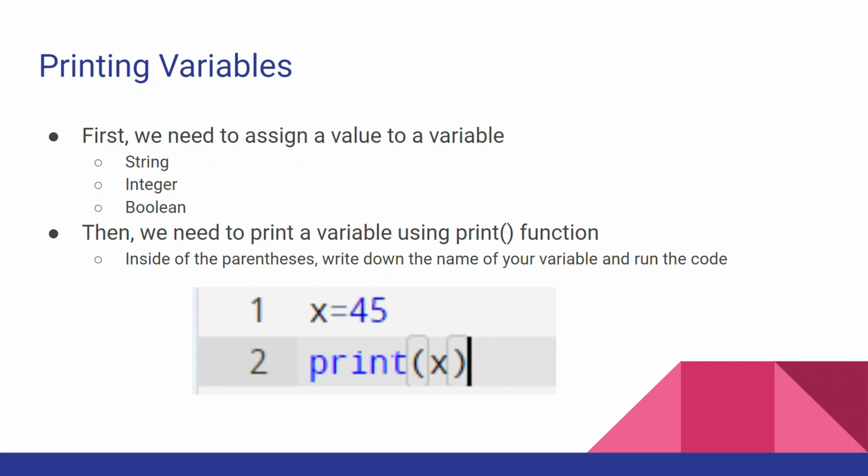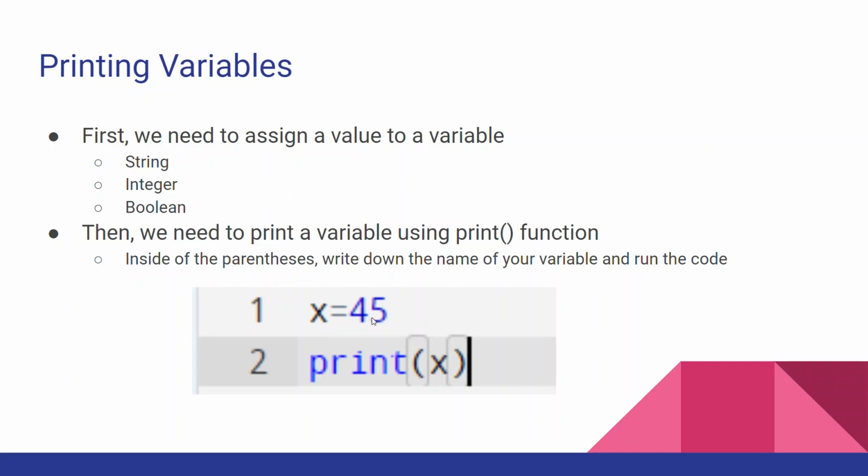So now, let's start with printing variables, which is just what we did right now. So let's just clarify some things. So first, obviously, we need to assign the variable some value. This can be a string, an integer, or a boolean. As you can see in this example, we declared x to be equal to 45, which in this case would be an integer.